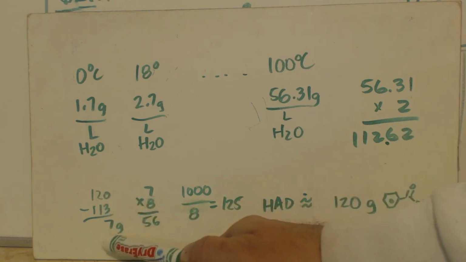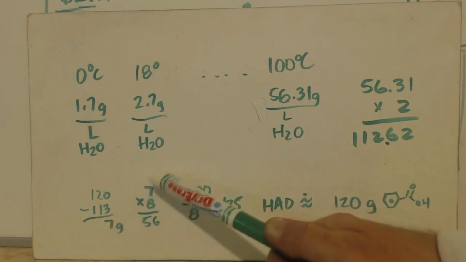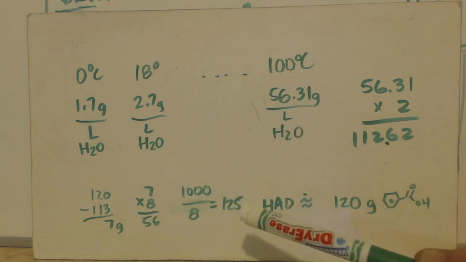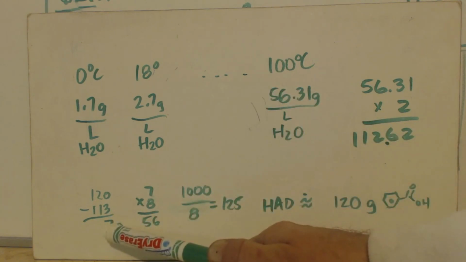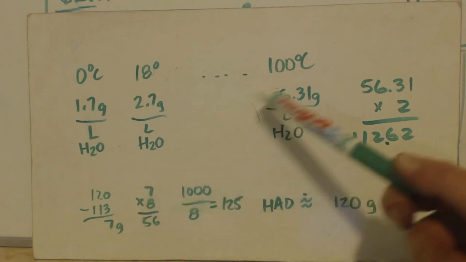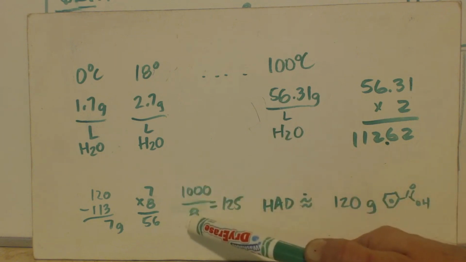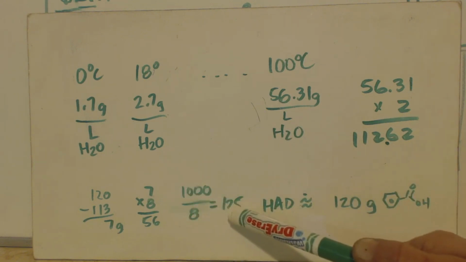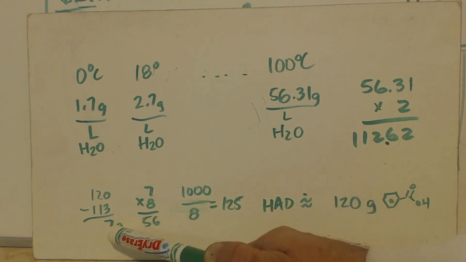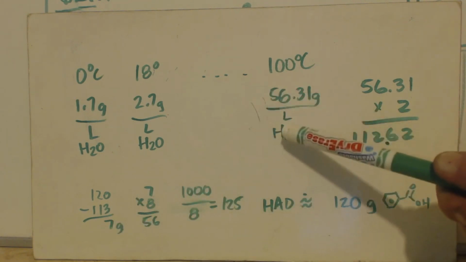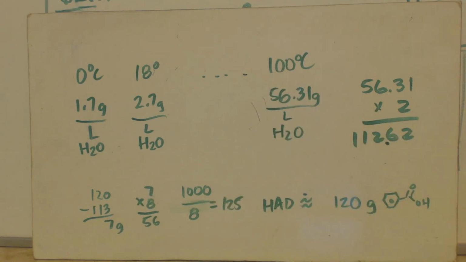What's the difference between that? About 7 grams, right? 120 minus 113. 7 times 8 is 56, and that's how many grams will be in a liter. So we have 1/8 of that, right? Because 7 times 8 is 56. So we take a liter, or 1,000 milliliters, and divide it by 8. We would need 125 milliliters for that extra 7 grams, right? Because it's 1/8 of this, so we'd have 1/8 of 1,000 milliliters, which is 125 milliliters.